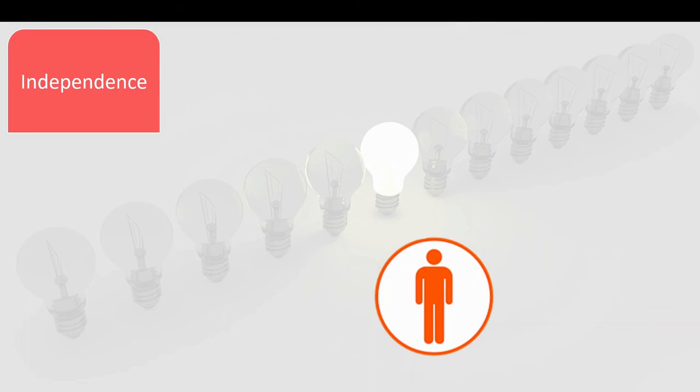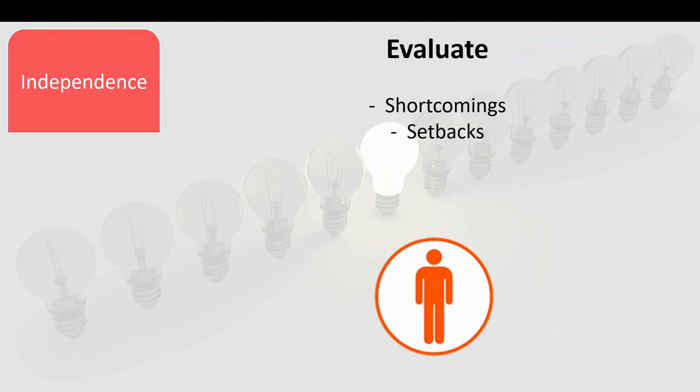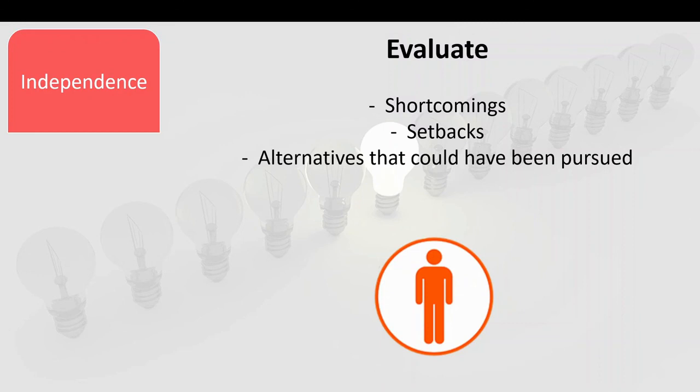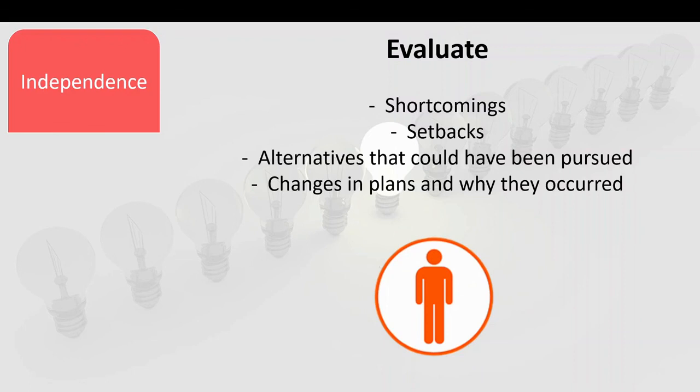The Kappe's narrative is also useful to demonstrate independence when you evaluate things like shortcomings or weaknesses in your research, any setbacks that might have occurred and why they occurred, alternative methods or approaches that could have been pursued or conducted through the research, any changes in plans, and explain why those changes had to occur.